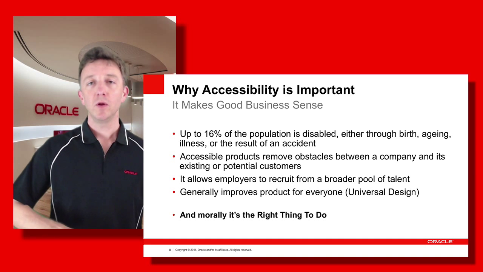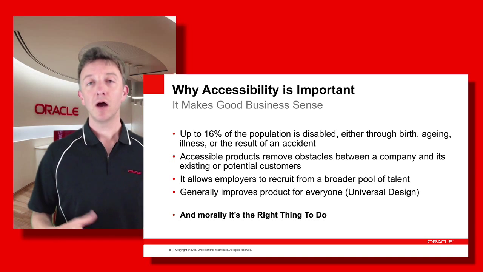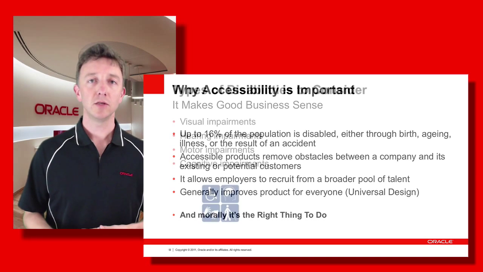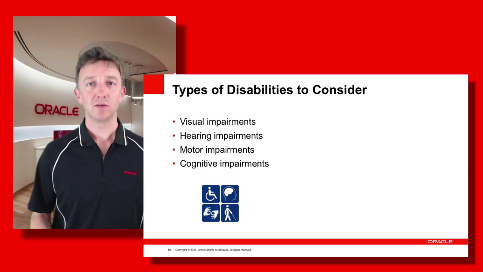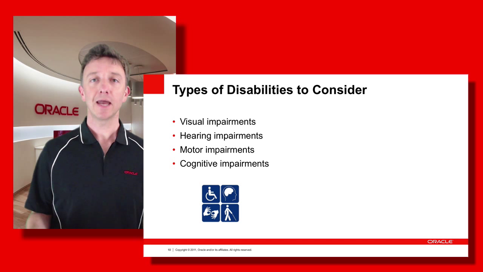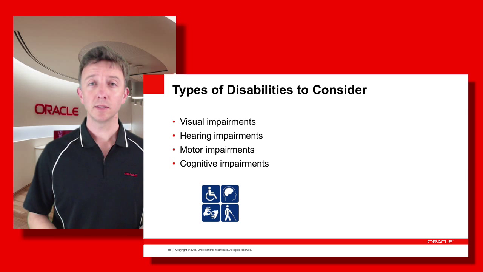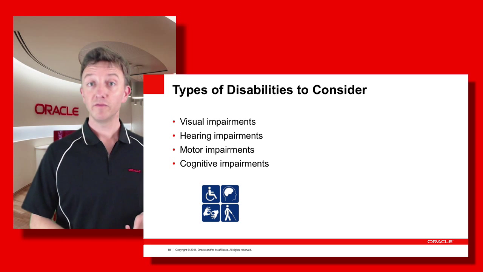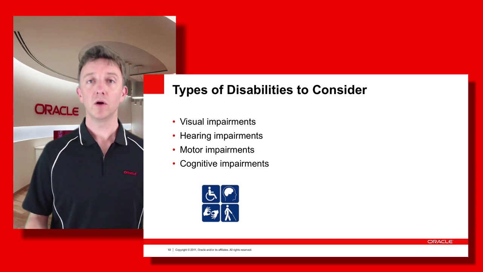Now let's try and help you understand the different types of disabilities out there so you have an idea of what you may need to design your systems for. There isn't, so to speak, a one-size-fits-all disability. There are lots of different types, but they can be categorized. And that is, there are people with visual impairments, people with motor impairments, people with cognitive impairments, and people with hearing impairments. Let's talk about all of those.